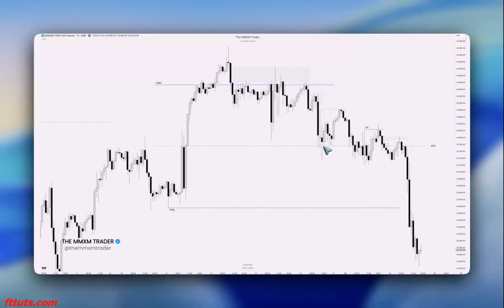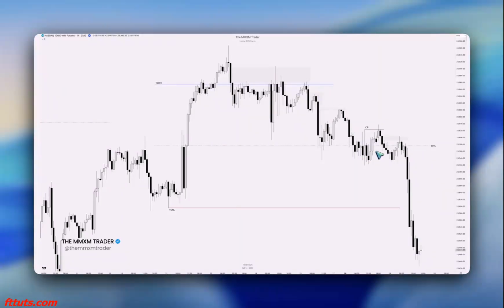This is not random. This is happening because it is at 50% of the range, and this is why you always want to have 50% of the range mapped on your charts. It then traces back up, premium from this high to this low, sells off from fair value gap. Then we're accumulating around 50% of the range.